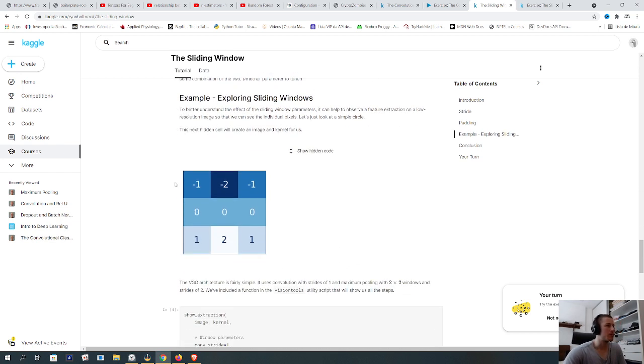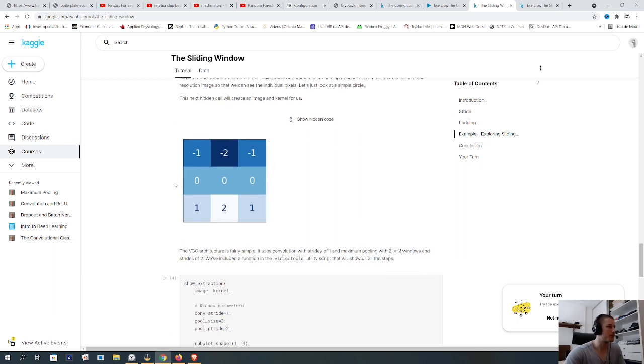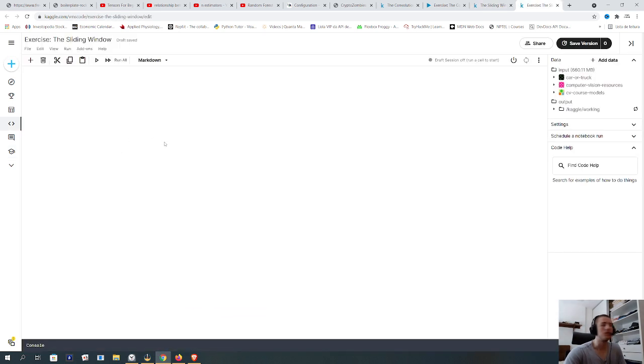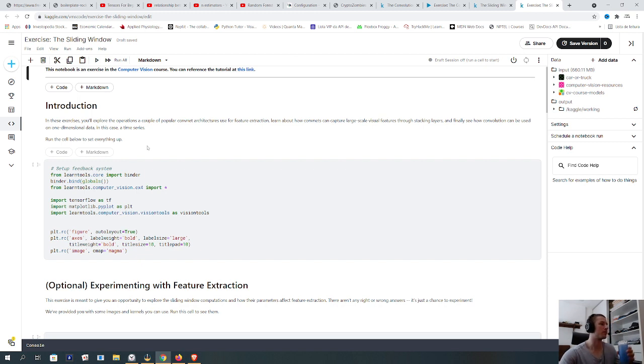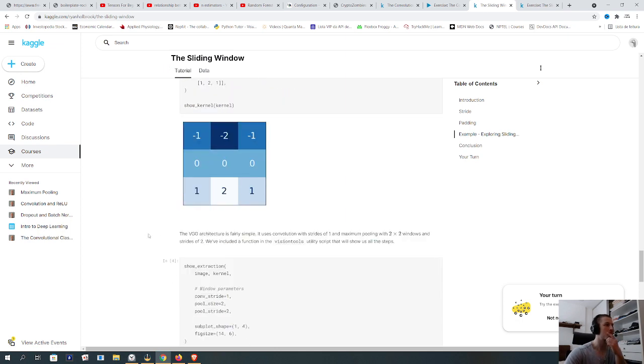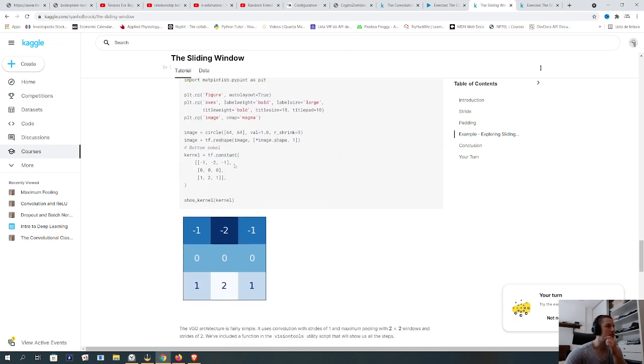Example: exploring sliding windows. To better understand the effect of the sliding window parameters, it can help to observe feature extraction on a low resolution image so that we can see the individual pixels. Let's just look at a simple circle. This next hidden cell will create an image kernel for us. I'm going to load this stuff before I continue. So it's pretty much just the kernel.